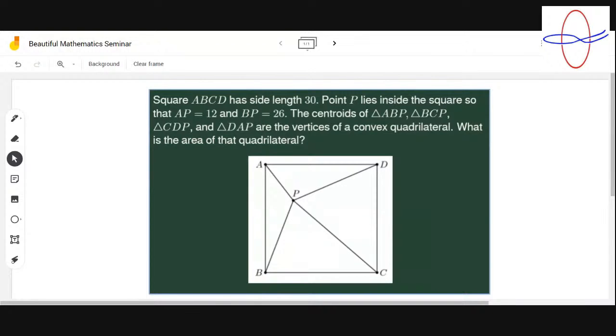So we have a square ABCD, which has side length 30. And P is a point inside the square so that AP is equal to 12. Whenever you're given problems like this, please mark AP is equal to 12. Let's write 12 just over here. And BP is equal to 26. Where is BP? It's 26 over here. The centroids of ABP, BCP, CDP, and DAP are vertices of a convex quadrilateral. Okay, good. What is the area of that quadrilateral?